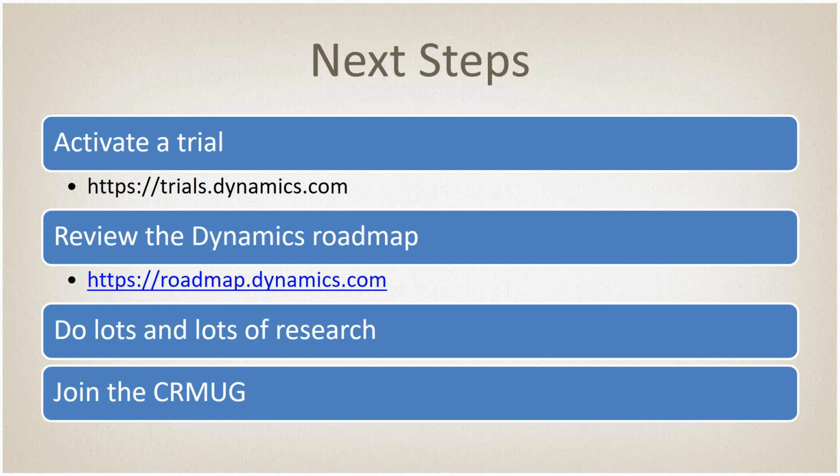So next steps. If you don't have Dynamics 365, you go out to trials.dynamics.com. You can actually spin up a new one, either blank or with one of the variations that they have. We have a public roadmap that will show you what's been done, what's in development, etc. at roadmap.dynamics.com. Do lots and lots of research, okay?